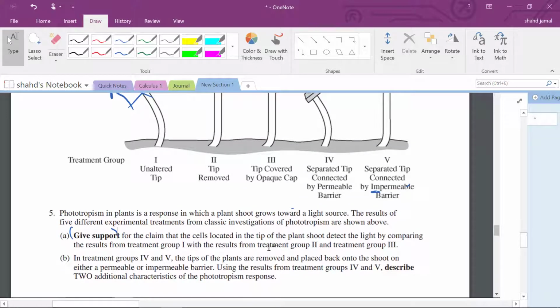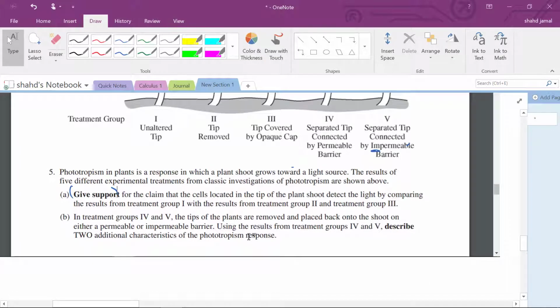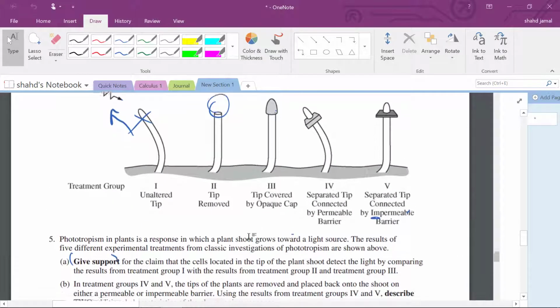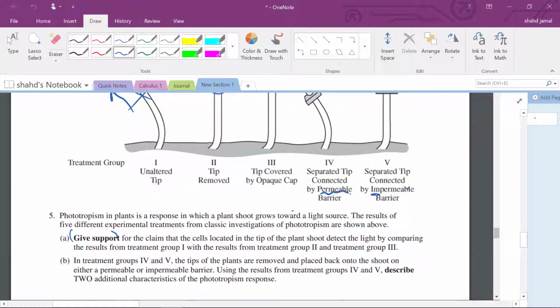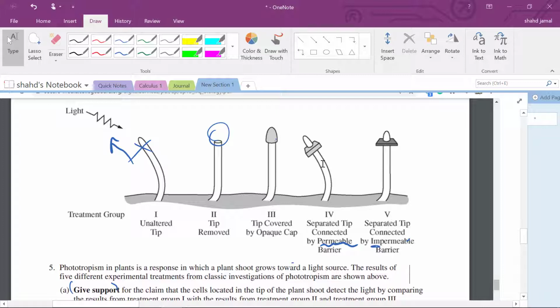Part B states that in treatment groups 4 and 5, the tips of the plants are removed and placed back onto the shoot on either a permeable or impermeable barrier. Using the results from treatment groups 4 and 5, describe 2 additional characteristics of the phototropism response. So what you need to say is that permeable means it permits something to pass. It allows substances to diffuse through. Impermeable is the opposite, so the prefix im means it doesn't allow.